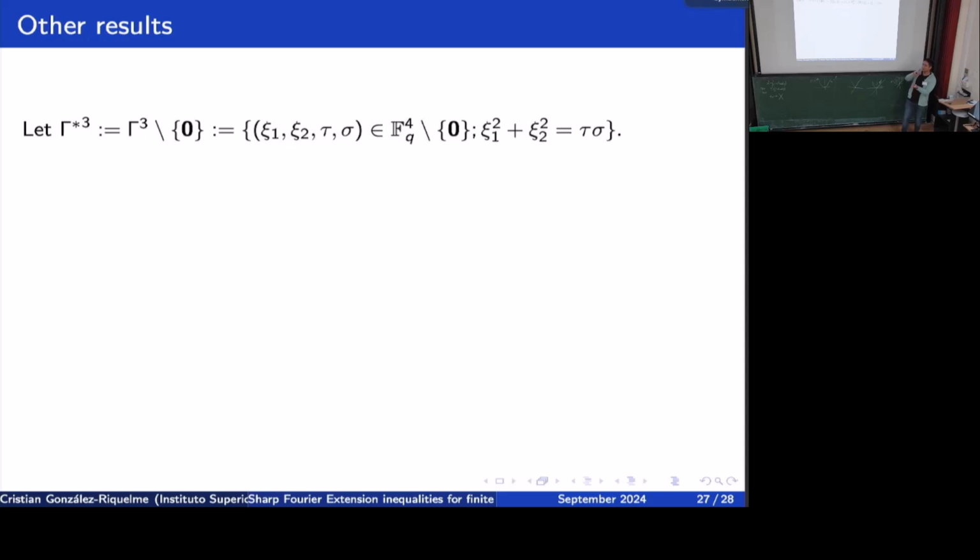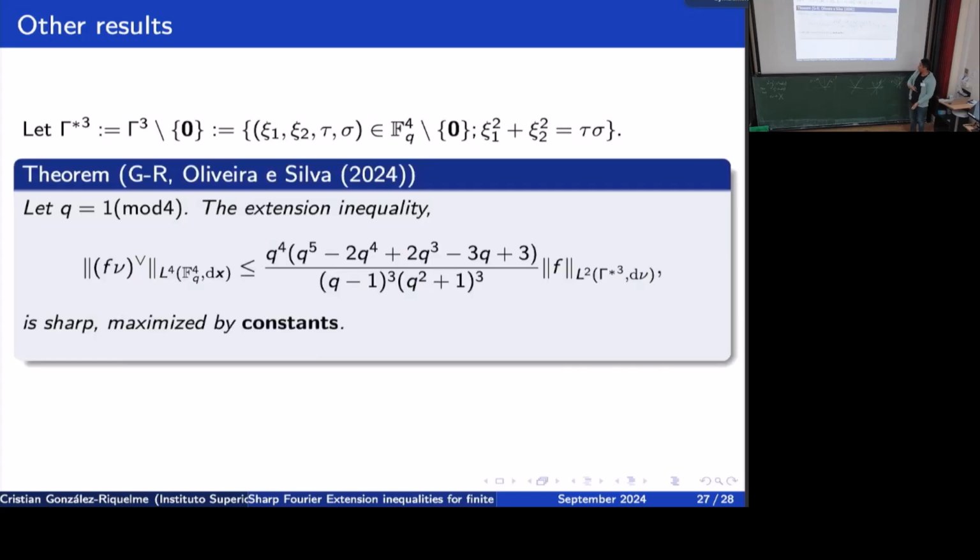We also have some more results for the cone, in which it is very important whether you take the cone and remove the point zero or not. If you have the cone and you remove zero, we get a sharp inequality. But we also prove that if you include the point zero, constants are not even extremizers. So it's a very different kind of problem.